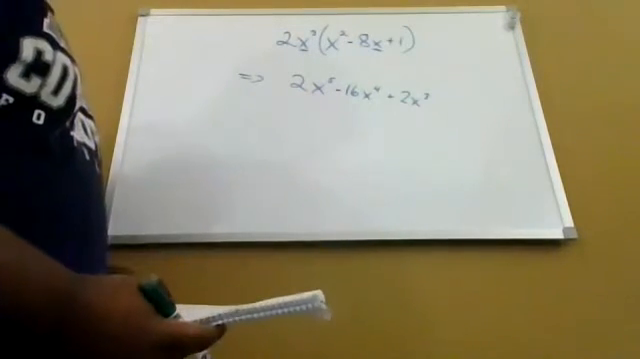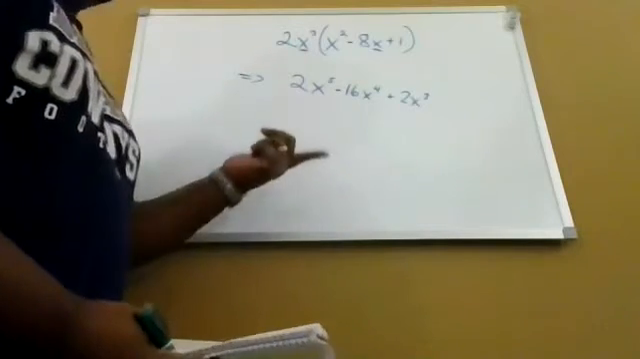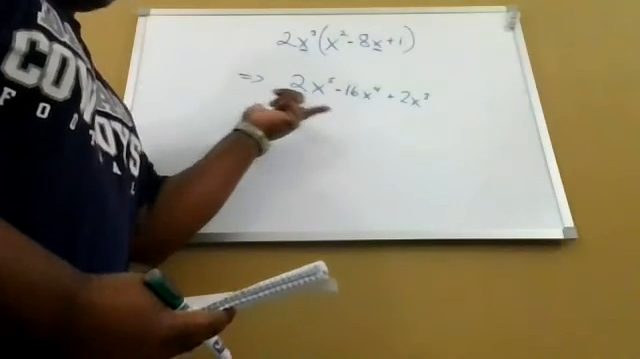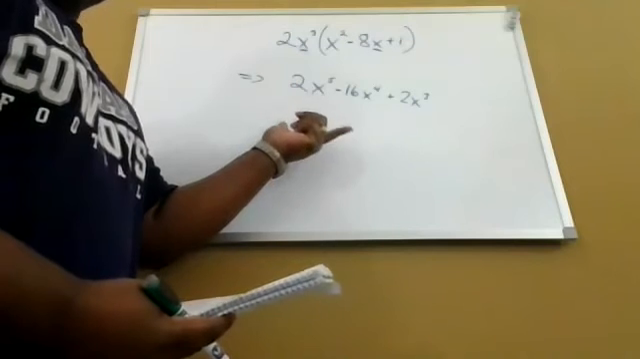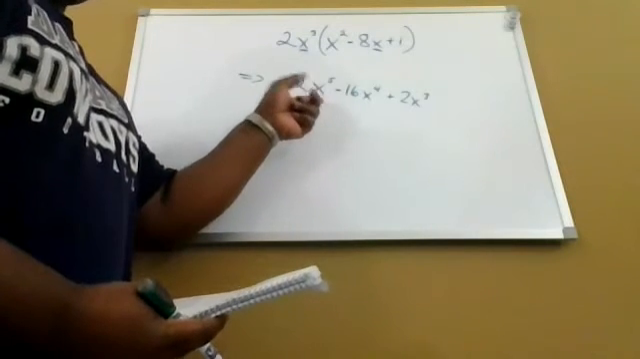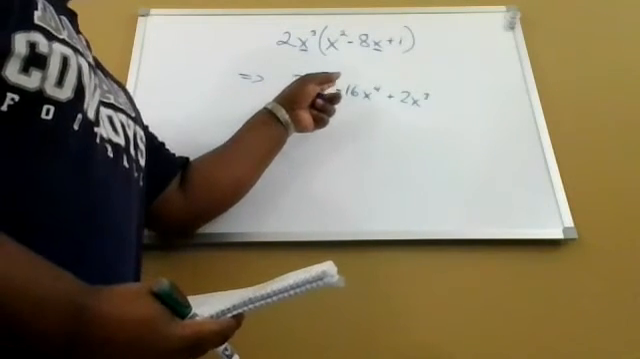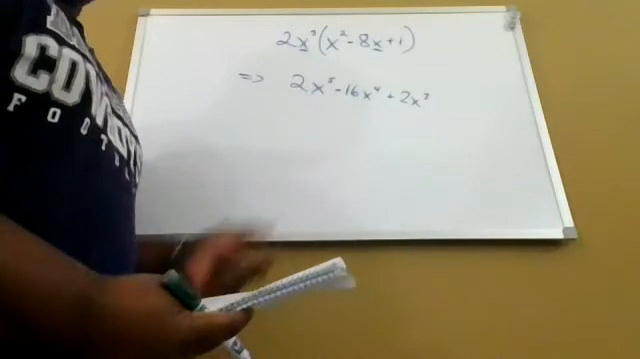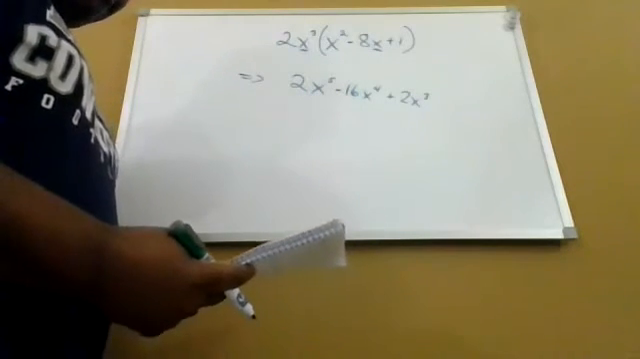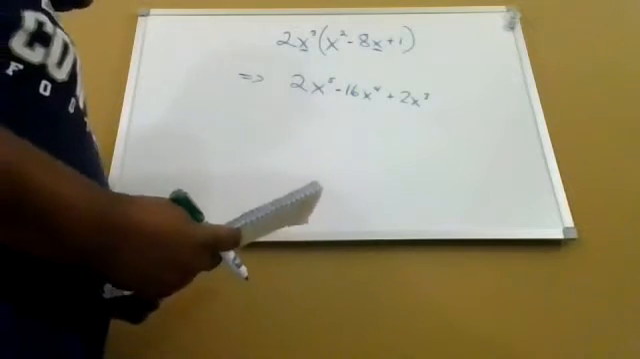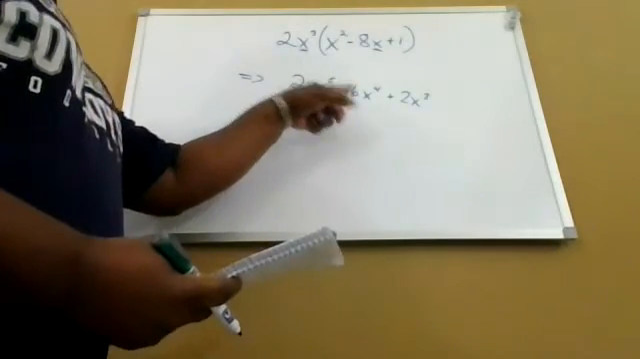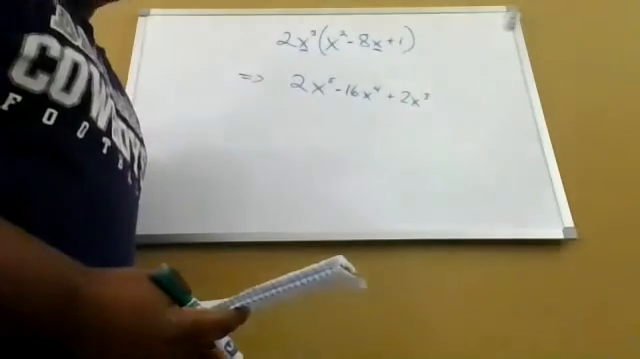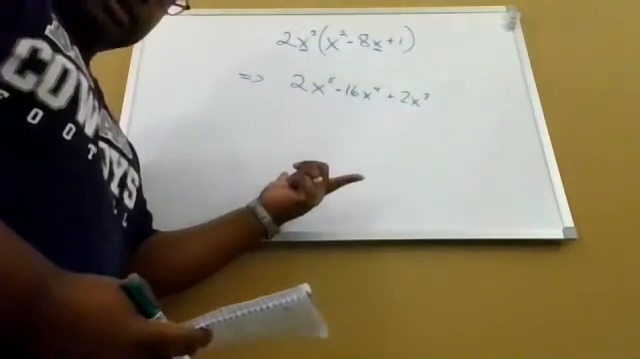And that's the end of this problem, because none of these terms can be combined because each of them has different exponents for the variable x. So we cannot combine them. So we're done with this one.